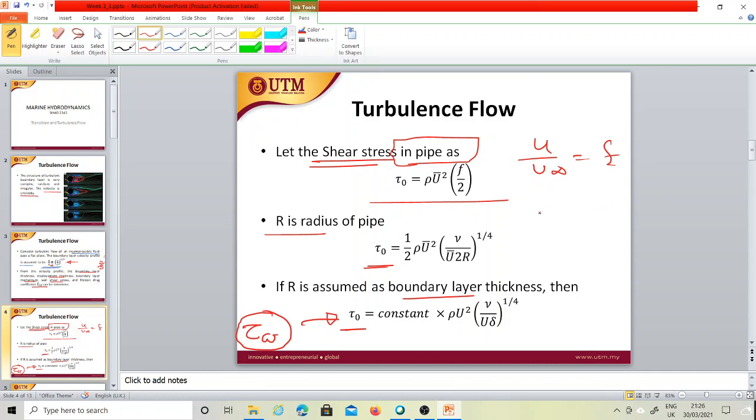If you remember from the von Karman integral, rho u square times del theta by del x, right? And theta is also a function of x, so if you differentiate you will get these kinds of terms. Anyway, for the pipe in this case it's a constant, and then rho u square is coming from here, and then we have del theta by del x. In this case you have mu by u delta to the power 1/4.